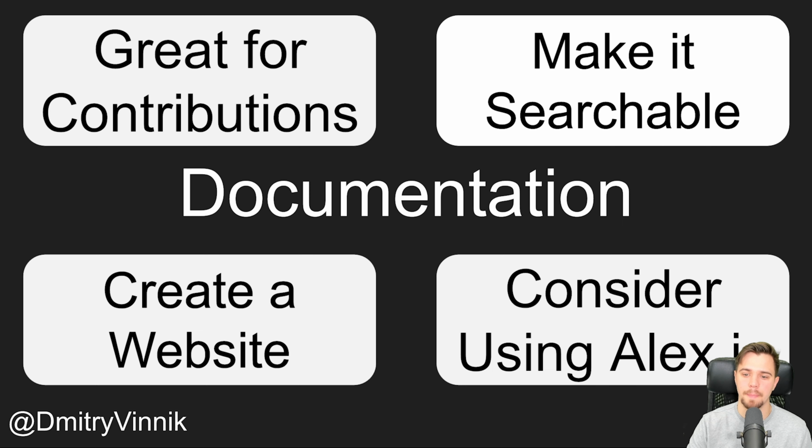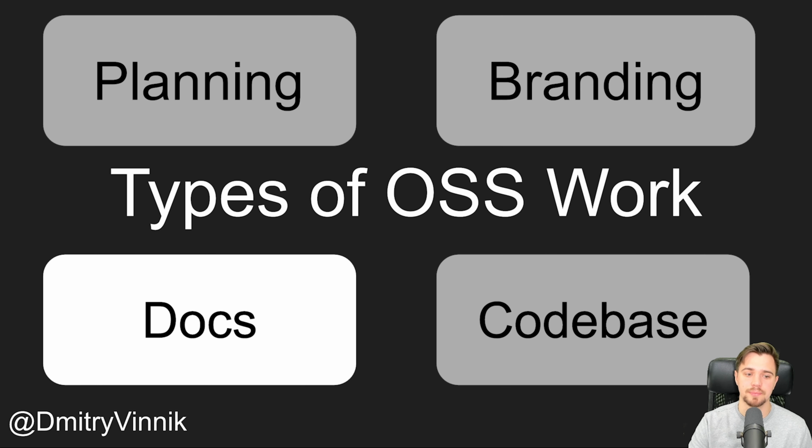Consider using Alex.js. Alex.js finds unwelcoming words that you might be using, biased language, things of that sort. That really helps. This Alex.js linter helps you to find and exclude them from your documentation. So do things of that sort. Make your project welcoming to people of more diverse backgrounds.